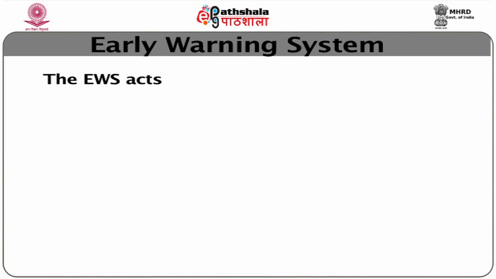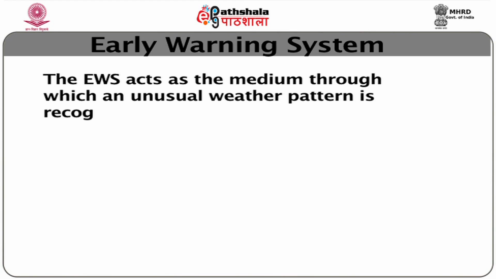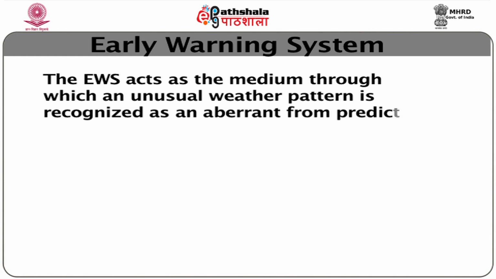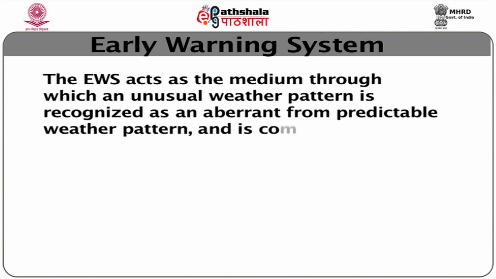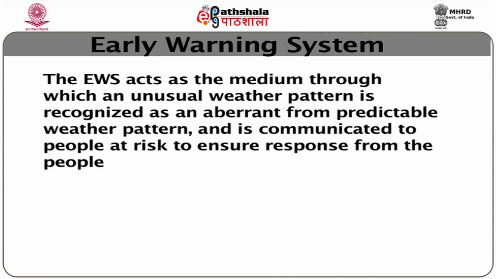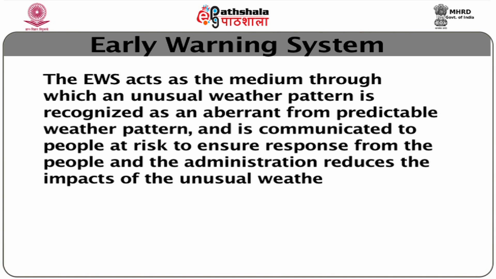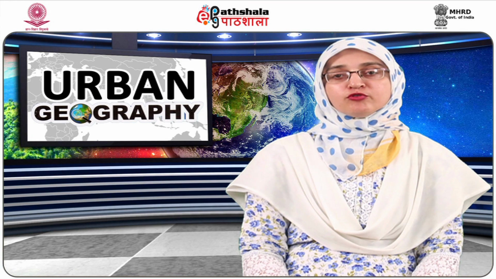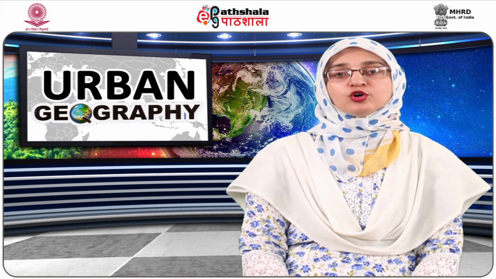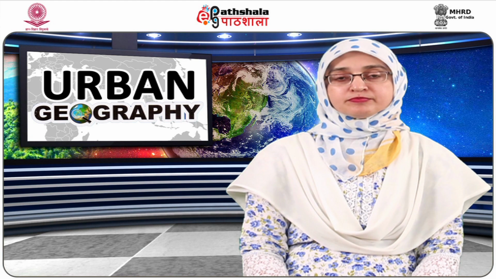The EWS acts as the medium through which an unusual weather pattern is recognized as aberrant from the predictable weather pattern and is communicated to people at risk to ensure response from the people and the administration reduces the impacts of the unusual weather. An effective early warning system thus consists of four elements as shown in figure 1.